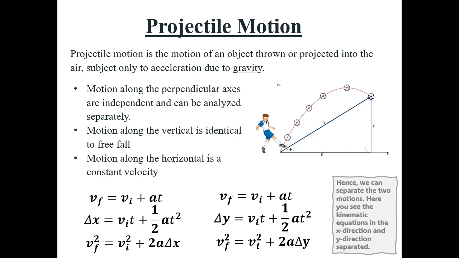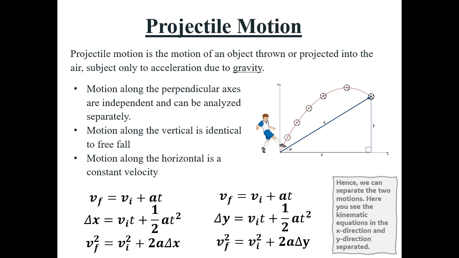So let's define projectile motion. Projectile motion is a motion of an object thrown or projected into the air, subject only to acceleration due to gravity. Now this was true for free fall, but for free fall, the object moving along the vertical direction only. Now we have objects that are moving along the X and the Y direction simultaneously.